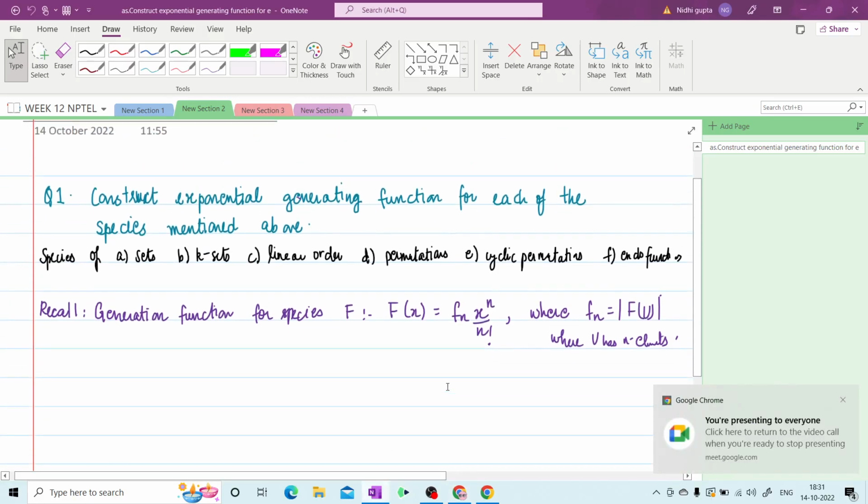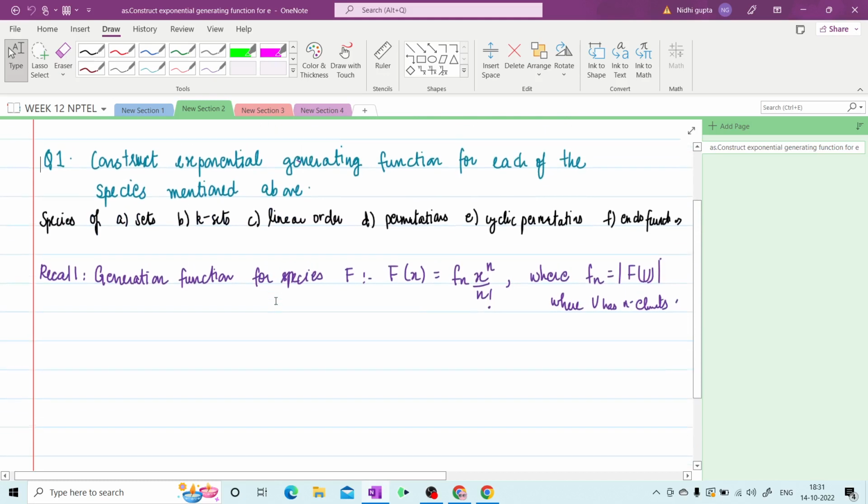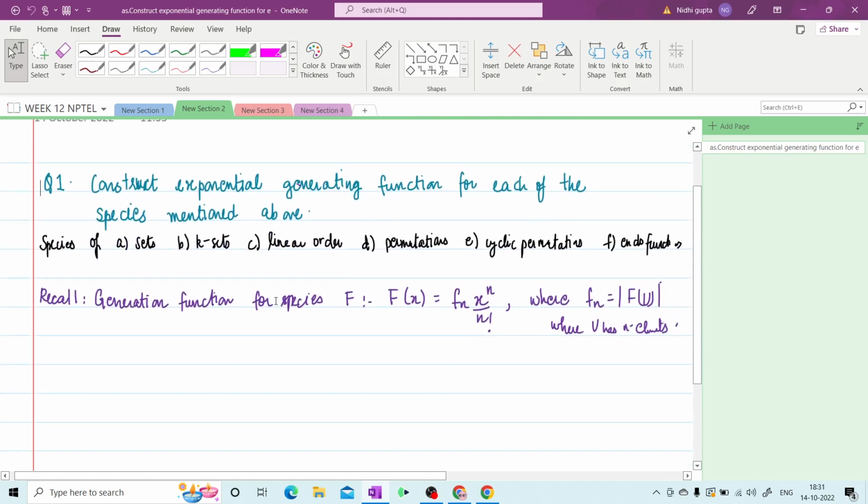Okay, so in the last 30 minutes we discussed what is a species and we looked at a few of the examples. Now for the same examples we'll construct the exponential generating functions. So first of all, what is the exponential generating function or generating function for a species?